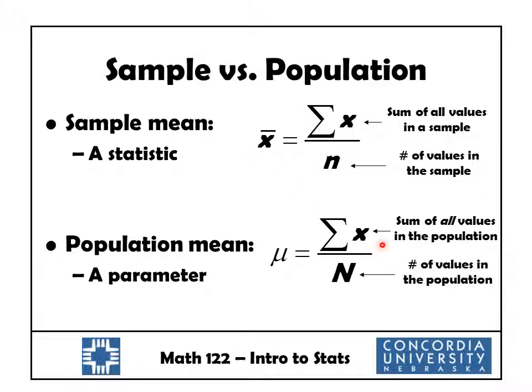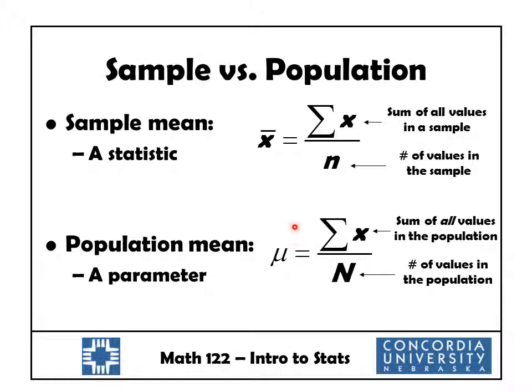If we were to go out and get data from all members of our population, add them all up, divide by the total number of values in the population, we would call that mu. And x bar is an example of a statistic because it's calculated based on a sample. Mu is a parameter because it's calculated based off information from the entire population. So we should be able to identify if a given number is x bar or is mu.